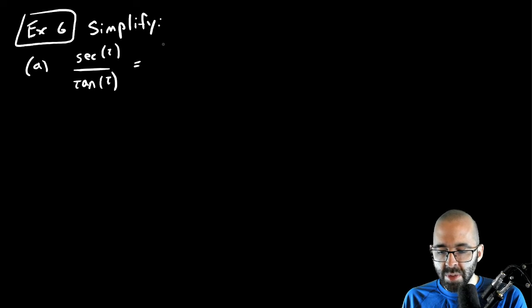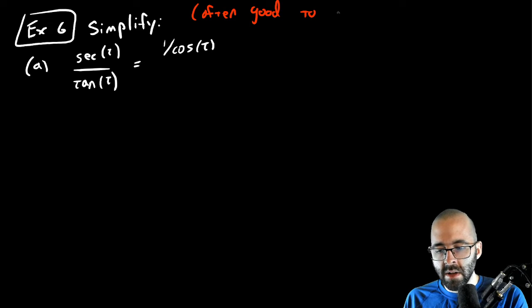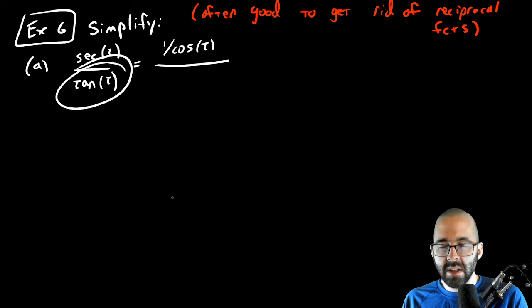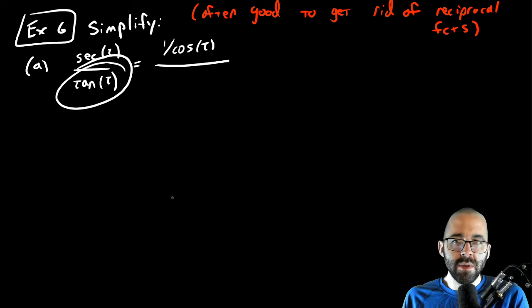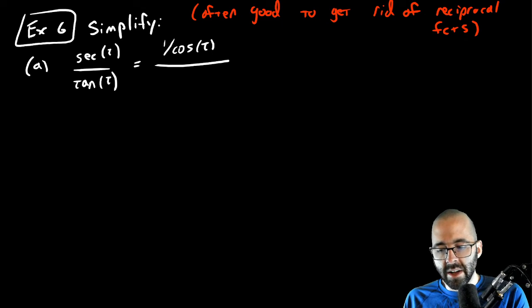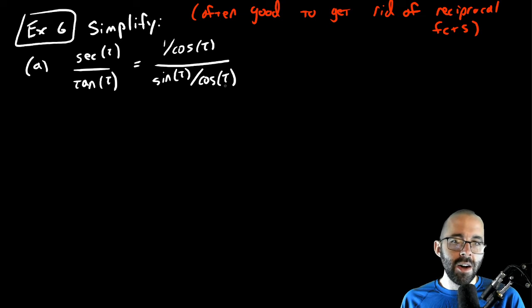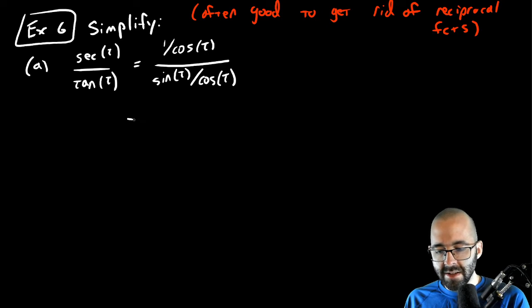So secant, let's replace that with 1 over cosine. I will write it down. Often good to get rid of reciprocal functions. We have 1 over cosine. Well, if we could have something with cosine here, maybe things would simplify. Well, tangent is related to cosine because tangent is sine over cosine. So now we have got cosines, and maybe these cosines are going to interact.